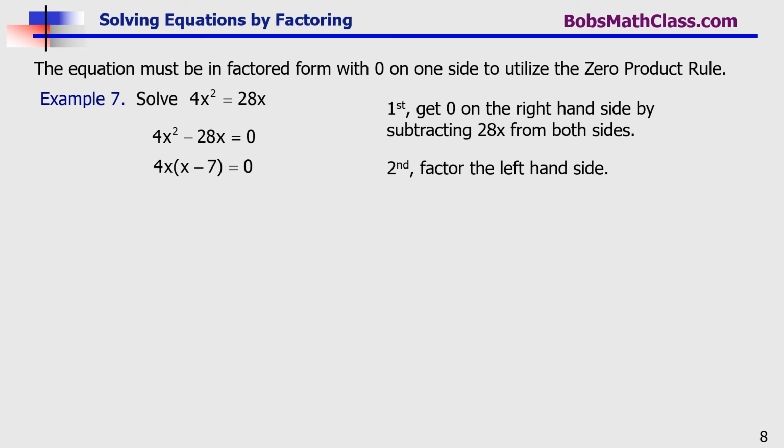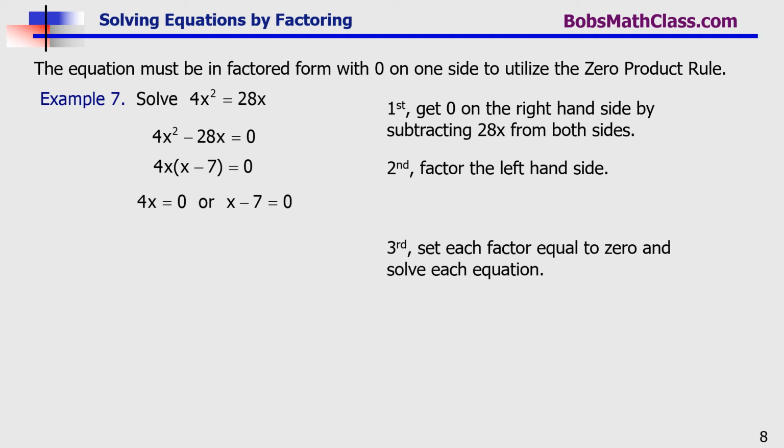Now we can use the zero product rule. On the first equation, divide by 4. And on the second equation, add 7 to both sides. That gives you x equals 7. So we got two answers, 0 and 7. Okay, so on this problem, a little bit different. We had to get 0 on one side, then we could factor it.